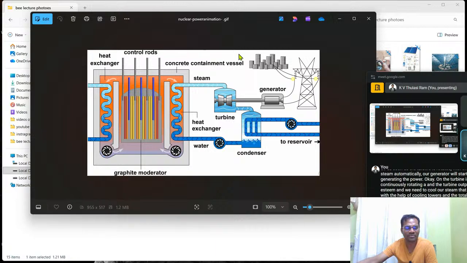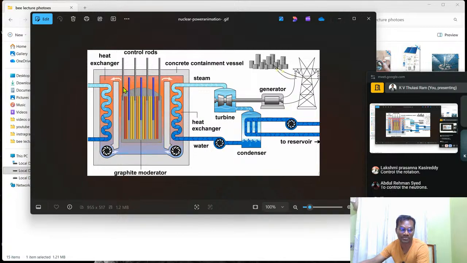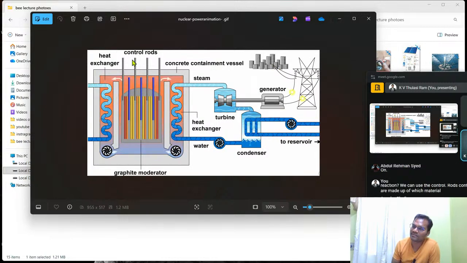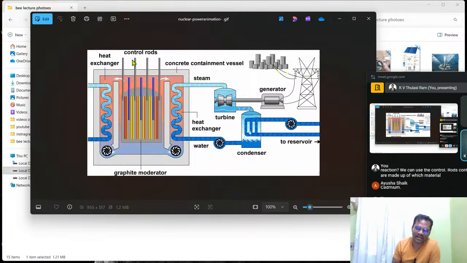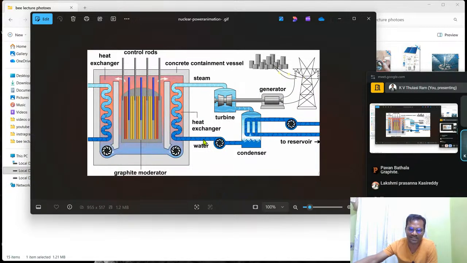So what is the purpose of a control rod, can anyone say? To control the neutron. Yeah, very good, the flow of neutrons. To control the rate of the chain reaction, we can use the control rods. Control rods are made of which material? Cadmium. Very good. And the moderator is made of which material? Graphite. So this is how the animation is. Is the regular class interesting or are these animated classes interesting?